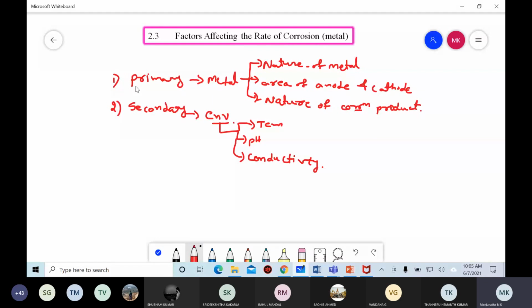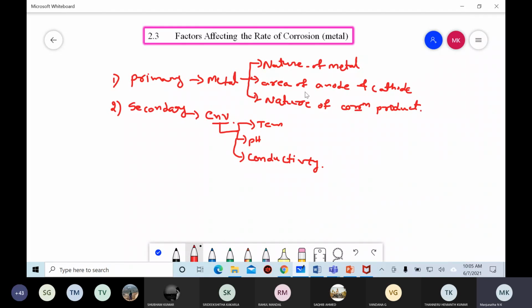One is a primary factor, that is due to the metal. For example, nature of the metal means whatever nature the metal has of its own, for example, in which position it is present in the galvanic series. Second, another one is the electrode potential it has. On the basis of that also, sometimes a metal undergoes corrosion very slowly, sometimes very fast.